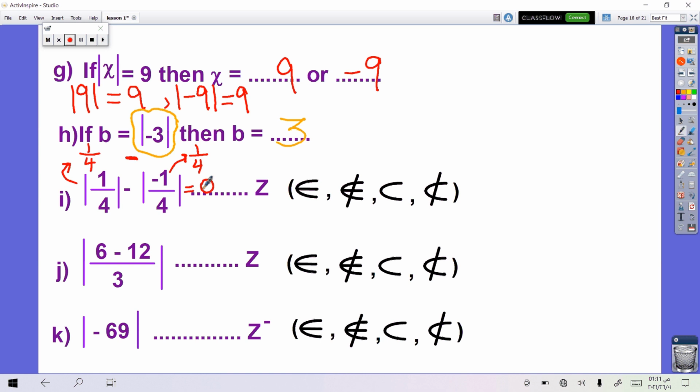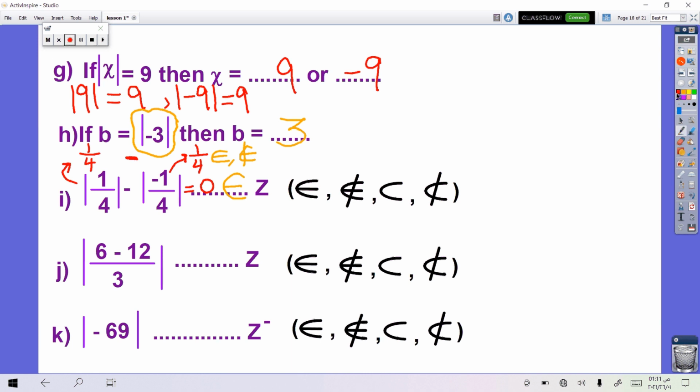Does 0 belong or not belong, or is it a subset or not a subset, of Z? As we said before, we have a relation between an element and a set. So in this case, we have to use belong or not belong. Does 0 belong to Z? 0 belongs to Z.